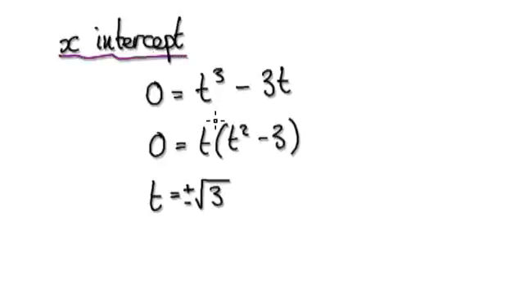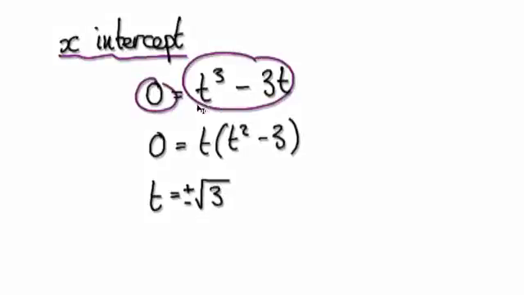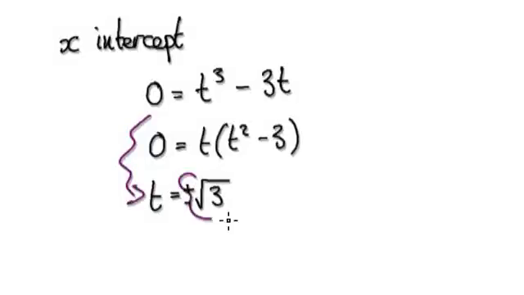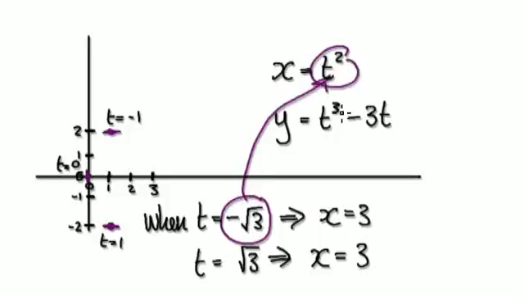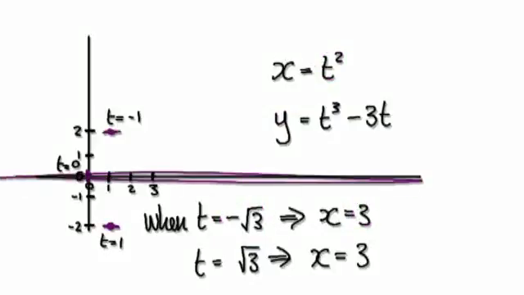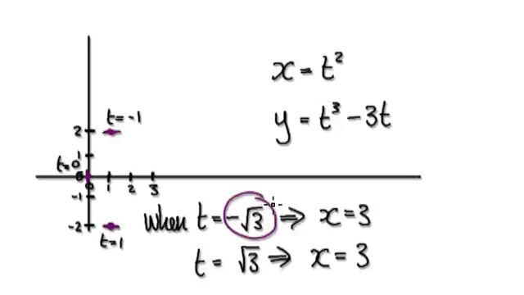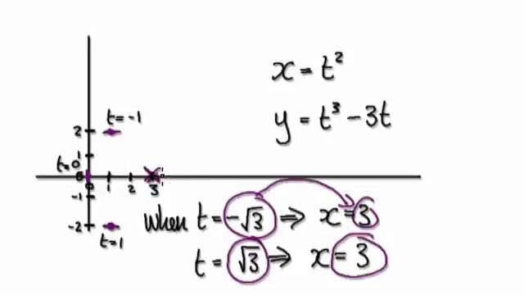So to identify the x-intercept, set this to be 0, and then t will be positive root 3 and negative root 3. So hang on. When time equals negative root 3, x will be 3. So we know that it crosses the x-axis when time equals negative root 3, and where it crosses the x-axis will be at 3. So it's going to be here. And then when time equals root 3, it also intersects at 3.